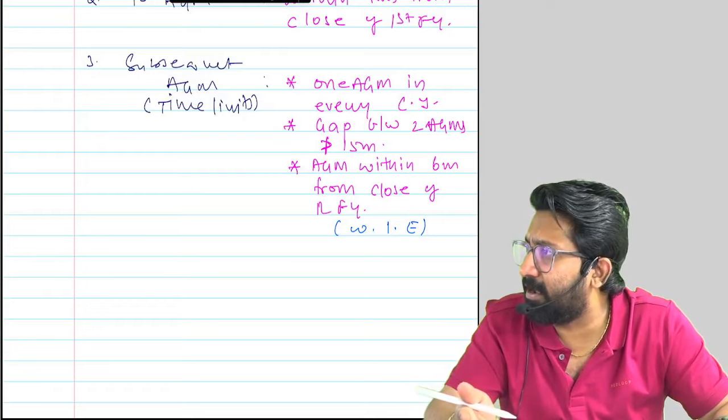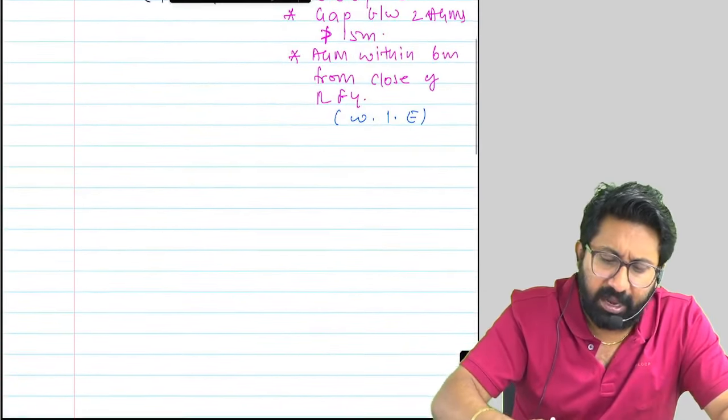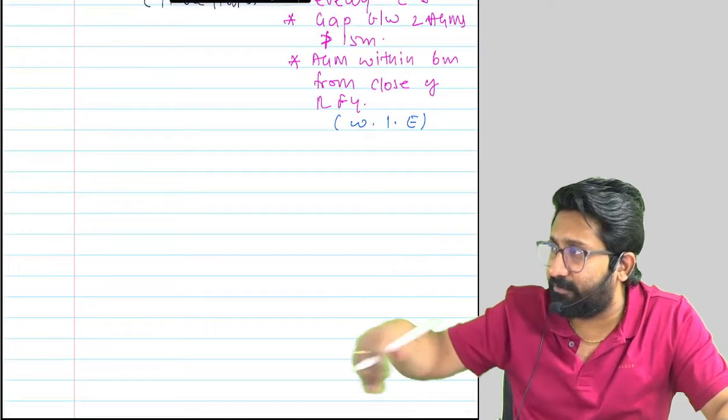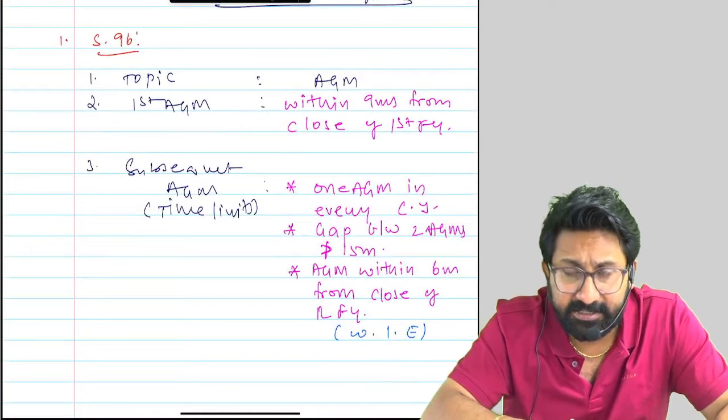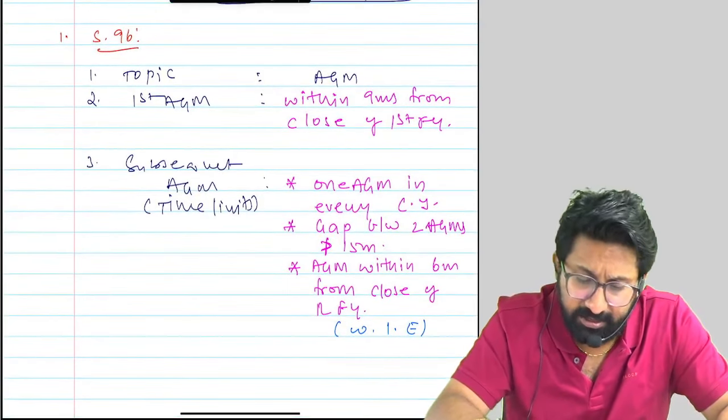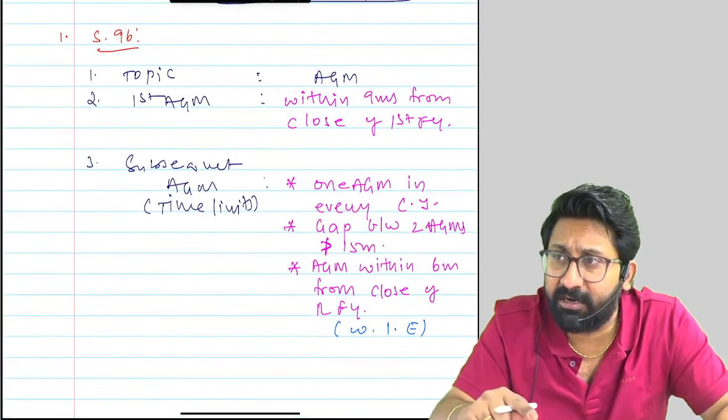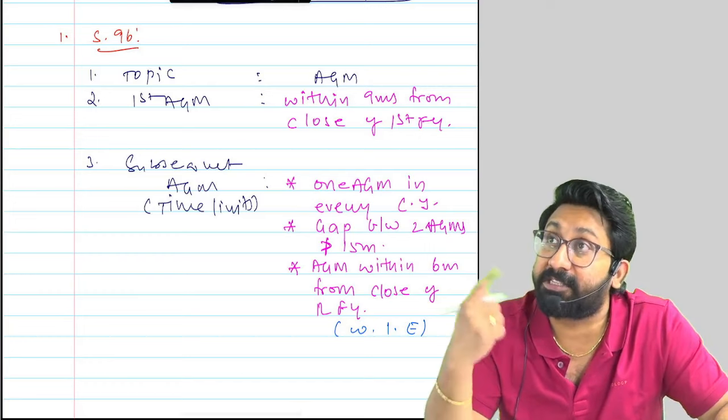Are you listening, everyone? Yes, sir. Okay. I will write one numerical illustration at the end of this section. But before that, tell me, what is the topic discussed in 96? Answer. AGM. First AGM should be held within 9 months from close of the first financial year.